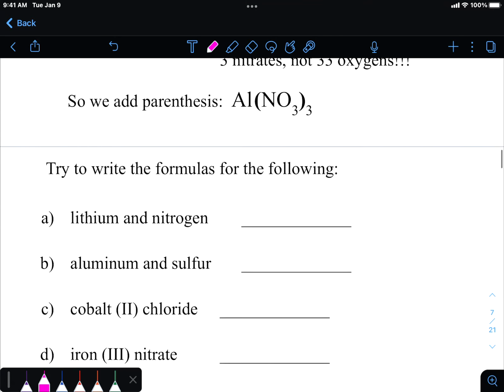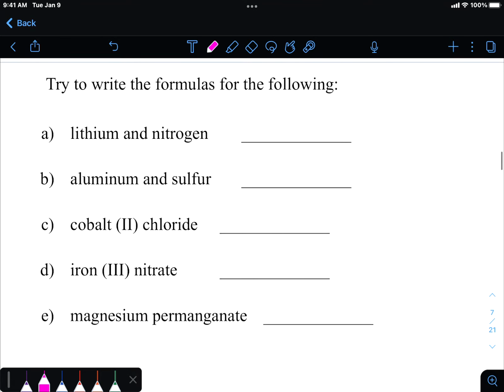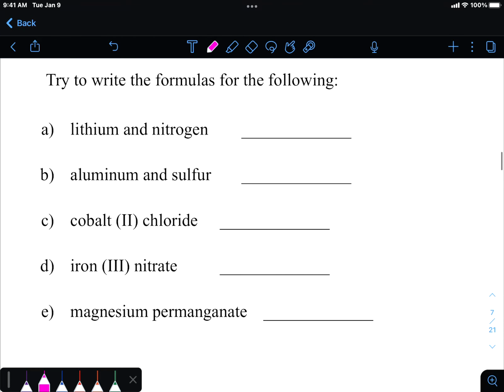We already did a bunch of naming. Oh, okay. Here's something we need to do. We did a little bit at the beginning, but let's wrap it up by finishing up by doing this again. Write the formulas for the following. So in order to write the formulas, remember, if it's ionic, the charges must cancel. And these examples here are all ionic. So you got to look up the charges. You got to make sure they cancel.